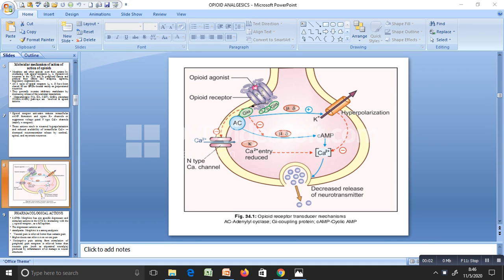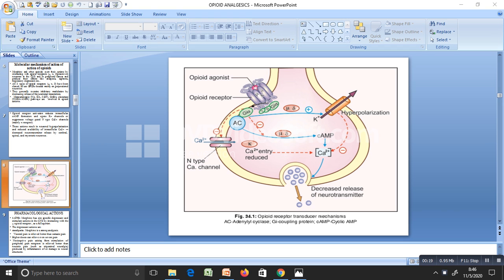Good morning, students. Actually, we are going to discuss opioid analgesics. You are going to write about opioid analgesics. You should recollect this diagram and you should draw this diagram for the mechanism of action of opioid analgesics.